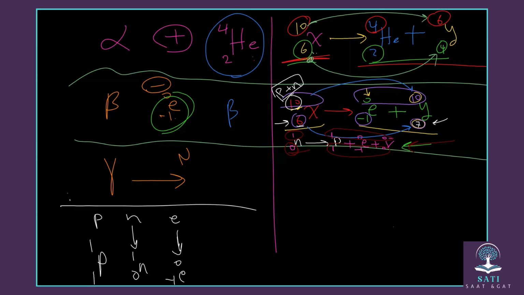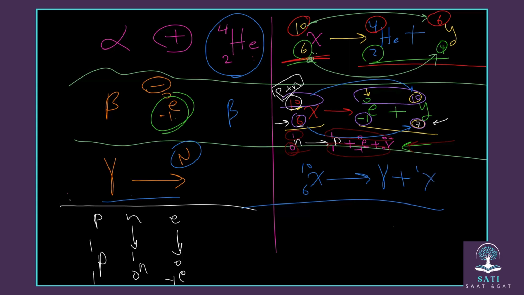Okay, now we go to the next one. What about gamma? Gamma, first, we said it is neutral. That means it's not positive and it's not what? Negative. And when a nucleus emits gamma, there will be no change in the atomic mass or atomic number, just a change in the energy itself. So if I have X with 10 and 6, when it emits gamma, it will remain as it is. So the element will remain as it is, just there'll be a change in the energy inside.